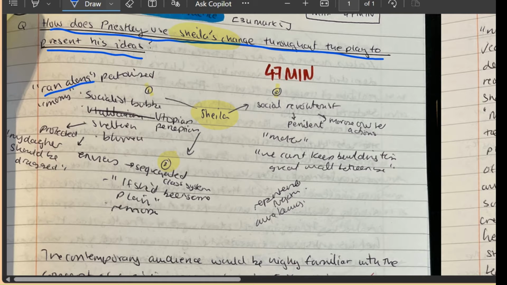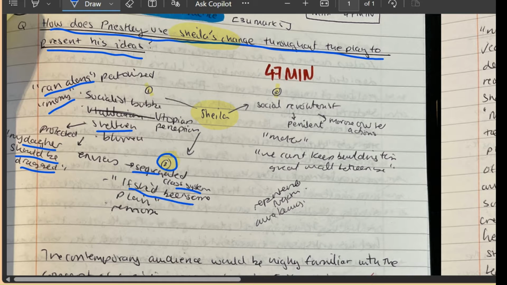You know the quotes I've written? She ran along, mummy, protected, my daughter should not be dragged. So we've got this idea that she's sheltered. And then we link it to the second point of her being envious, the segregated class system.